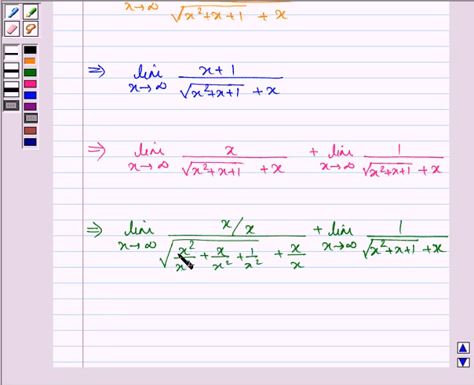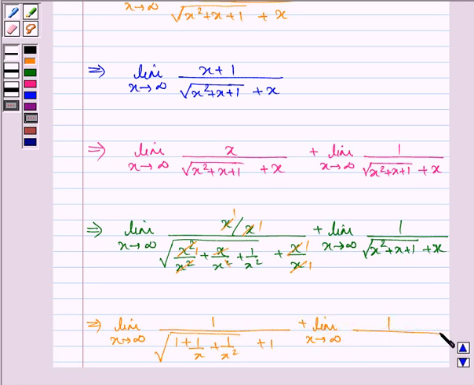Now on further solving, we have it as 1. This also has 1. So limit x approaches infinity 1 upon, this will also get divided, 1 upon √(1 + 1/x + 1/x²) + 1, plus limit x approaches infinity 1 upon (√(x² + x + 1) + x).